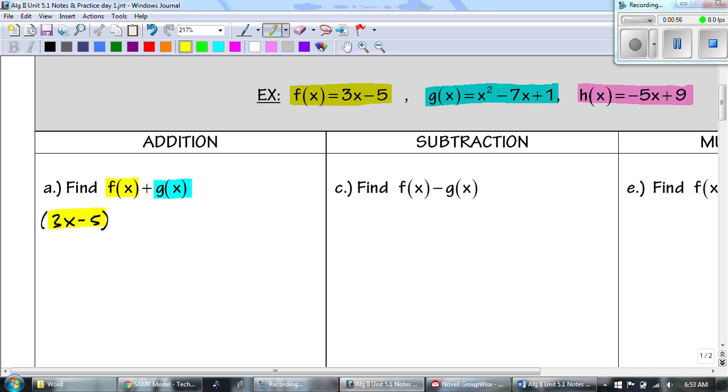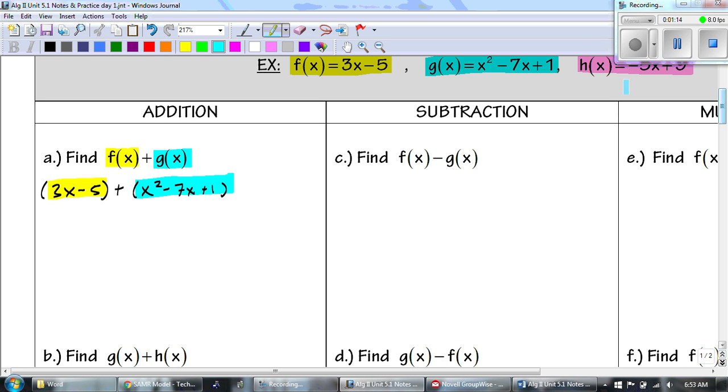That is my f of x. And I'm going to add that with g of x, and that was x squared minus 7x plus 1. So that was everything that g of x had. Now, what I'm going to do, well, I've got parentheses. I need to get rid of parentheses, and to do that, I'm going to distribute.